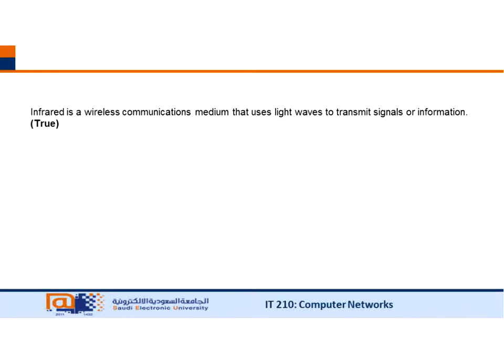Now in this true and false, the answer is true, because if you remember, when we discussed transmission media, we saw that there are two types: guided, that is wired, and unguided, that is wireless. In wired media, we have twisted pair cable, coaxial cable, and fiber optic cable. So that was for wired media. Now here you can see what is written: wireless communication. We cannot say fiber optic, because fiber optic is wired communication, not wireless. The question is, infrared is a wireless communication medium. Yes, it is true. It uses light waves to transmit signals or information. So that's why it is true. It is not false.